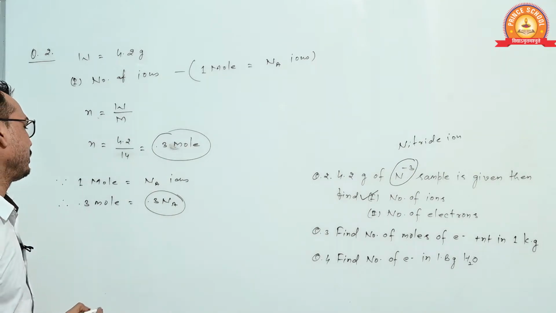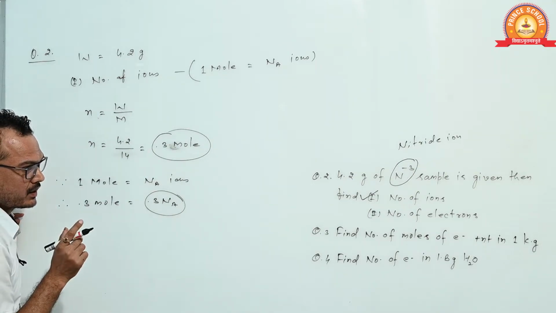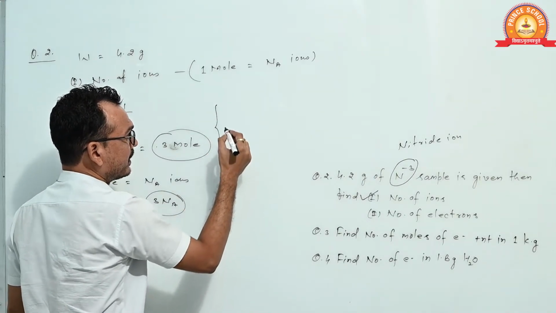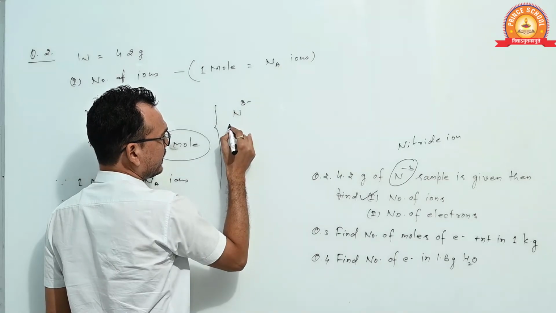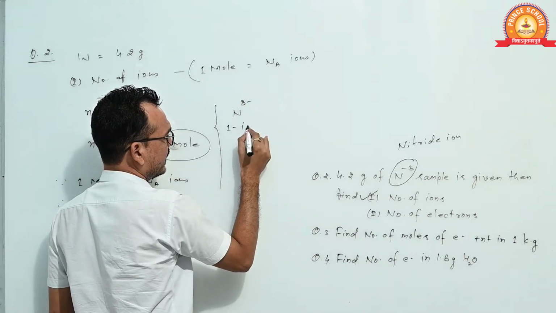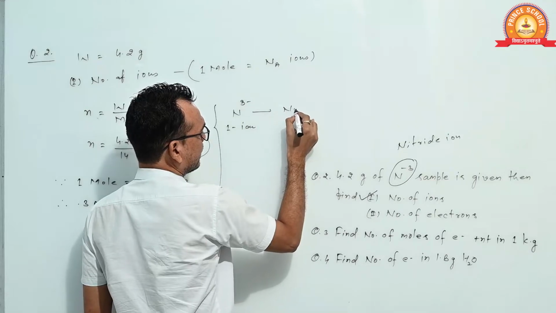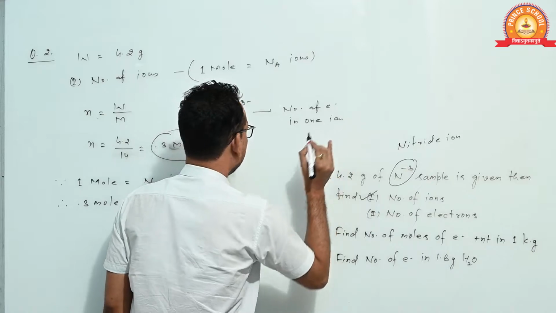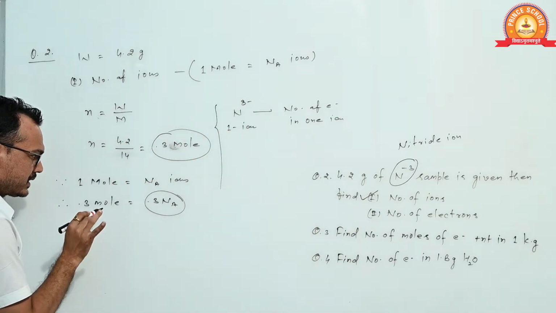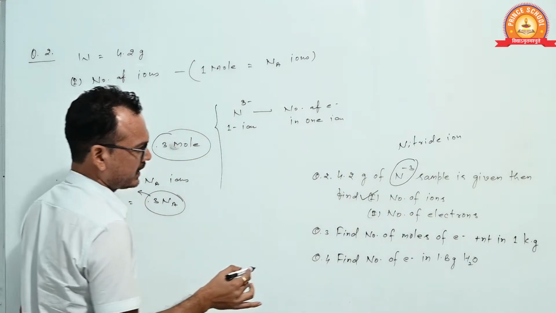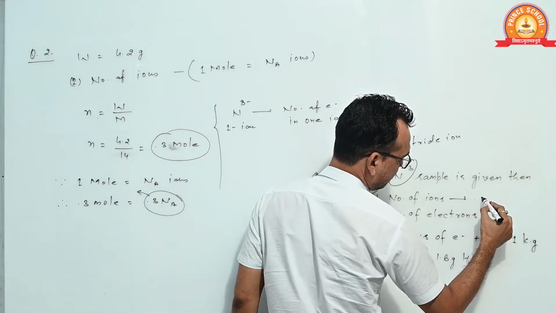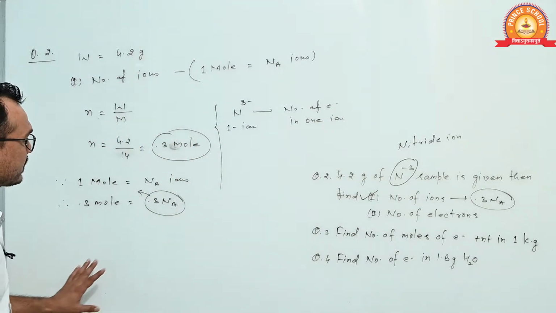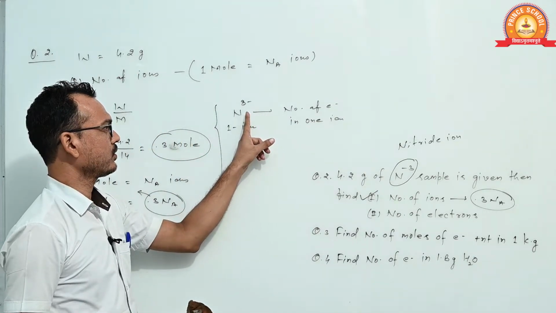What is the number of electrons? What will be the criteria? For N3 minus we have 1 ion. Calculate the number of electrons in 1 ion, and what is the number of ions in this question? It is 0.3 Na. The number of ions is 0.3 Na. Clear? First we calculate the number of electrons in the nitride ion.